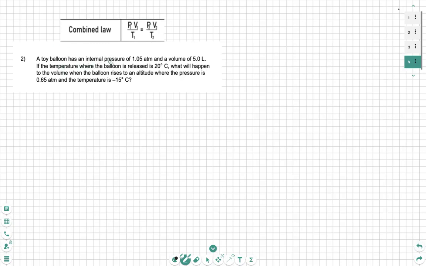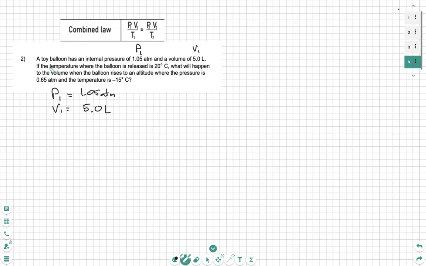A toy balloon has an initial pressure of 1.05 atm and a volume of 5.0 liters. That immediately tells me my initial pressure, or my P1, is 1.05 atm, and that my V1 is equal to 5.0 liters. So that easily tells us the first initial part of our combined gas law.